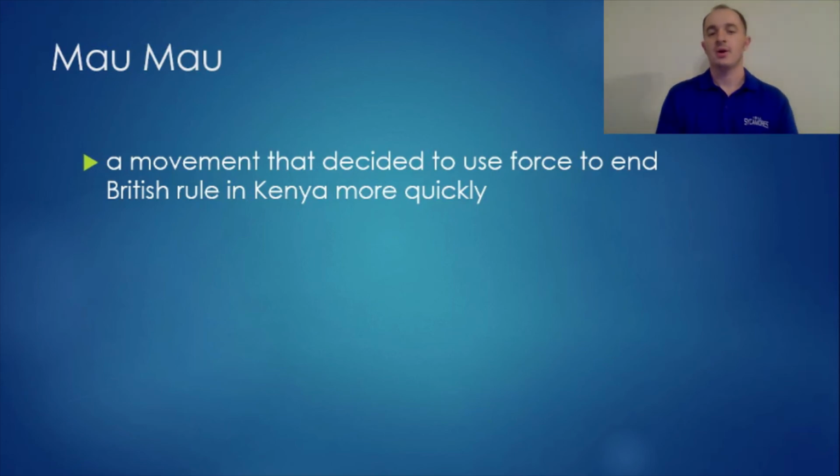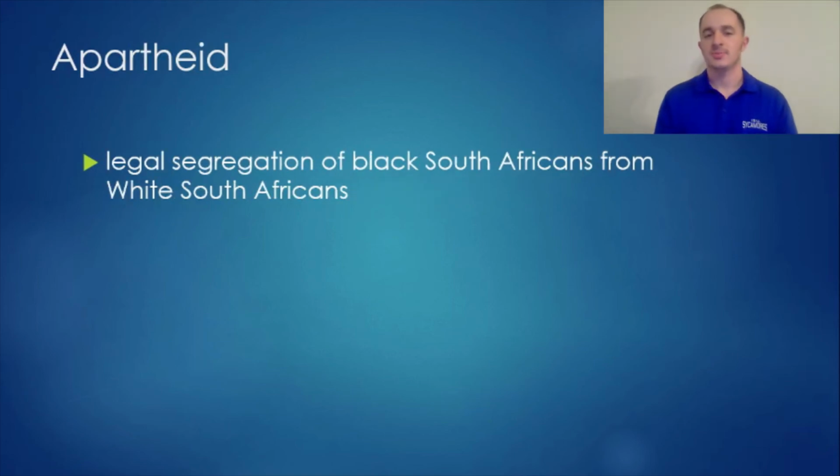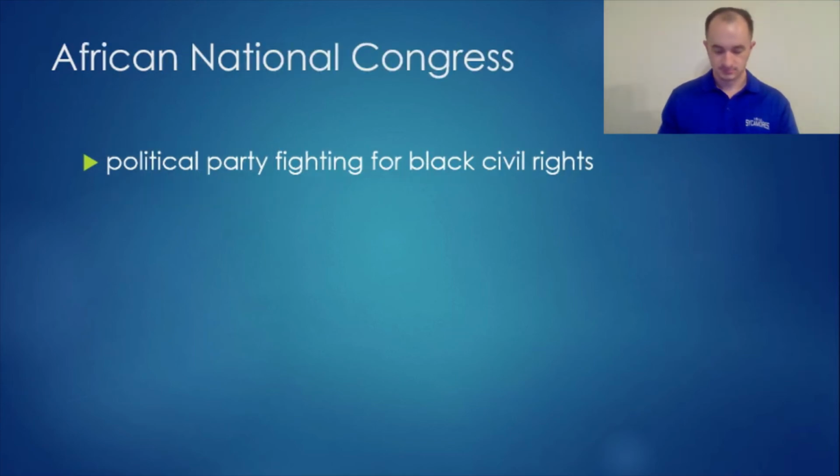And now we have apartheid. So apartheid we talked about a couple of times with Nelson Mandela, and we talked about it in great detail. This was legal segregation of Black South Africans from white South Africans.